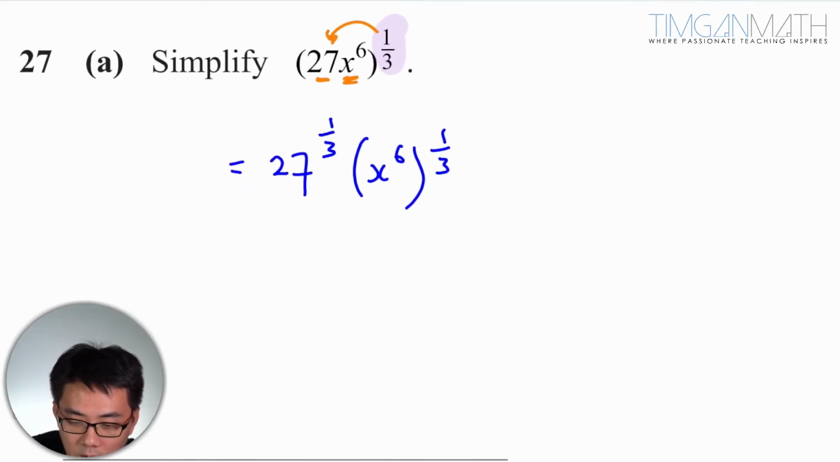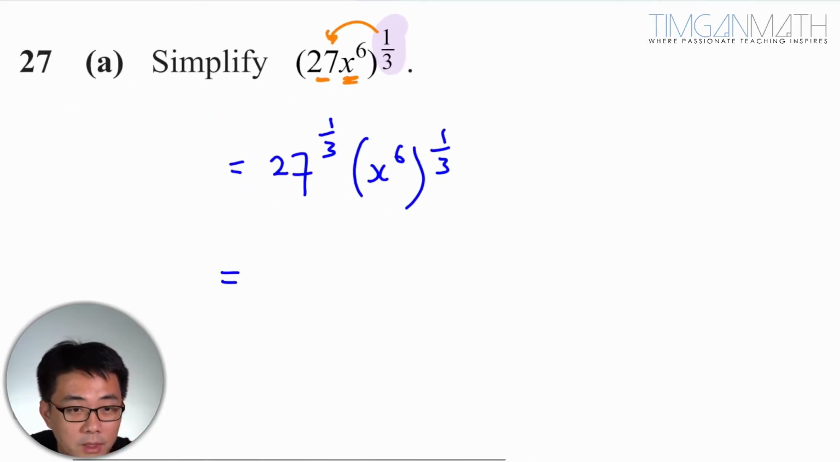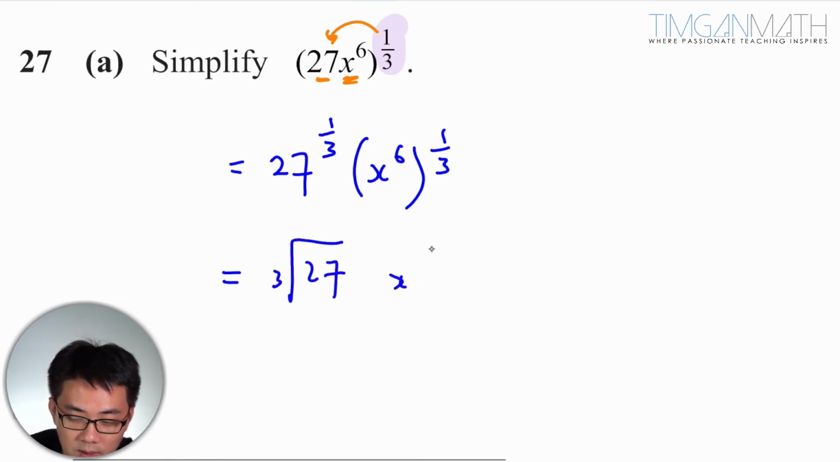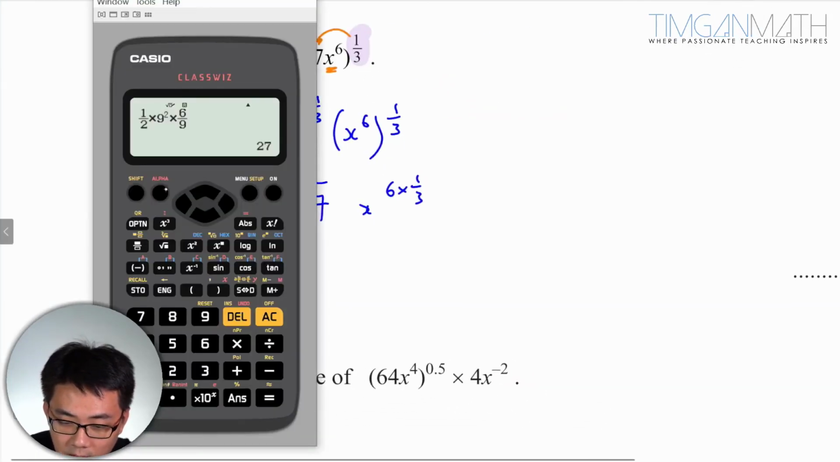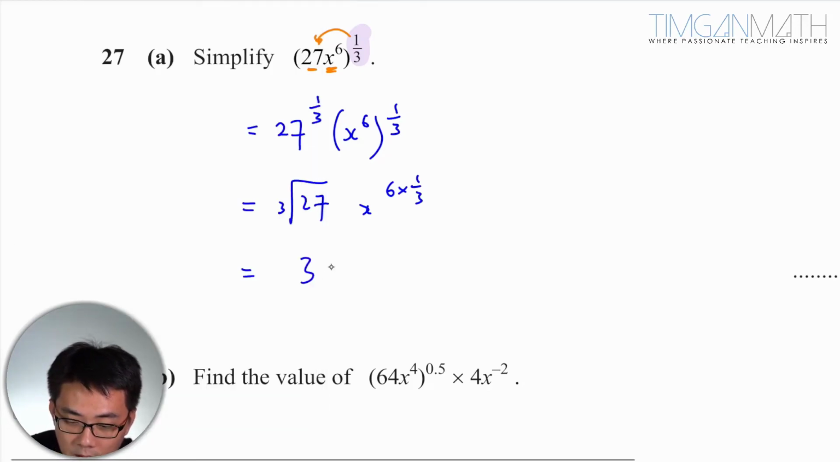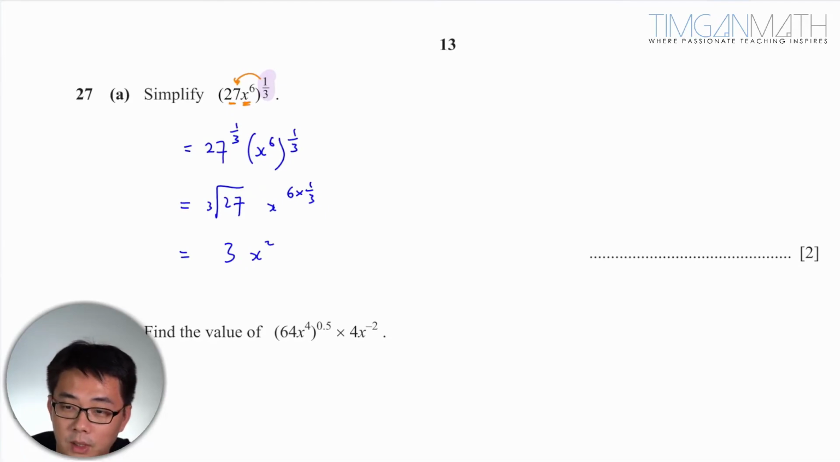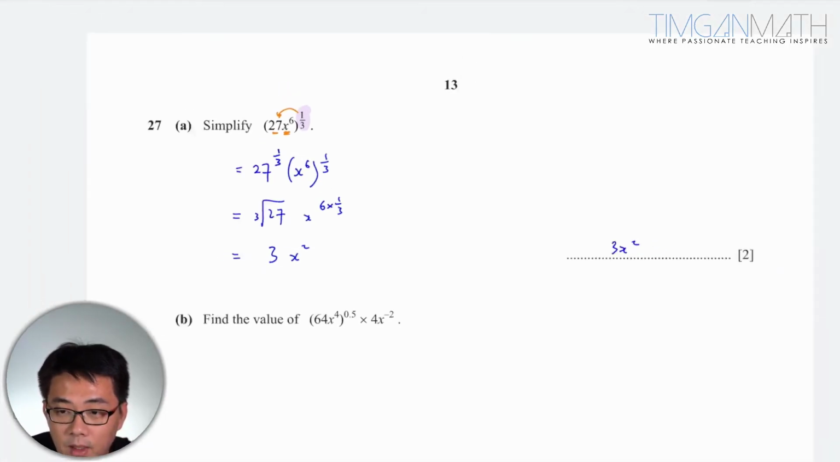Okay, so once this is done, this may look a bit confusing, but 1/3 will be cubic root of 27. This would be 6 multiplied by 1/3. And this cubic root of 27 is just 3, right? So cubic root of 27 is 3. This will be x to the power of 2, right? So that's how you simplify this part here. So it's 3x squared. Great.